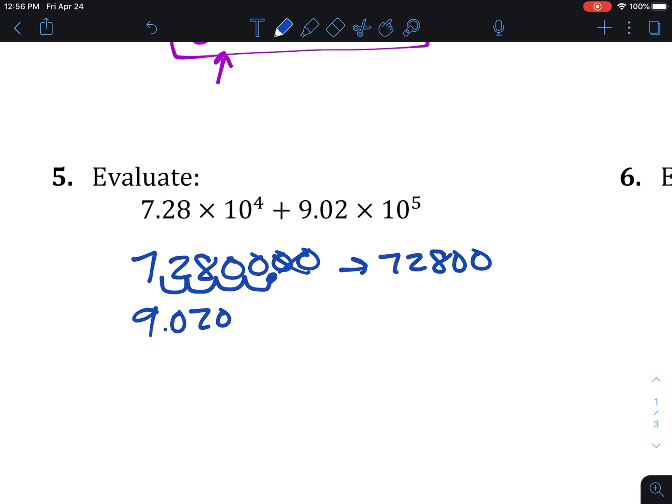9.02 times 10 to the fifth would be moving the decimal 5 times. Again, big because it's a positive power of 10. So 1, 2, 3, 4, 5. So that would be 902, 1, 2, 3.